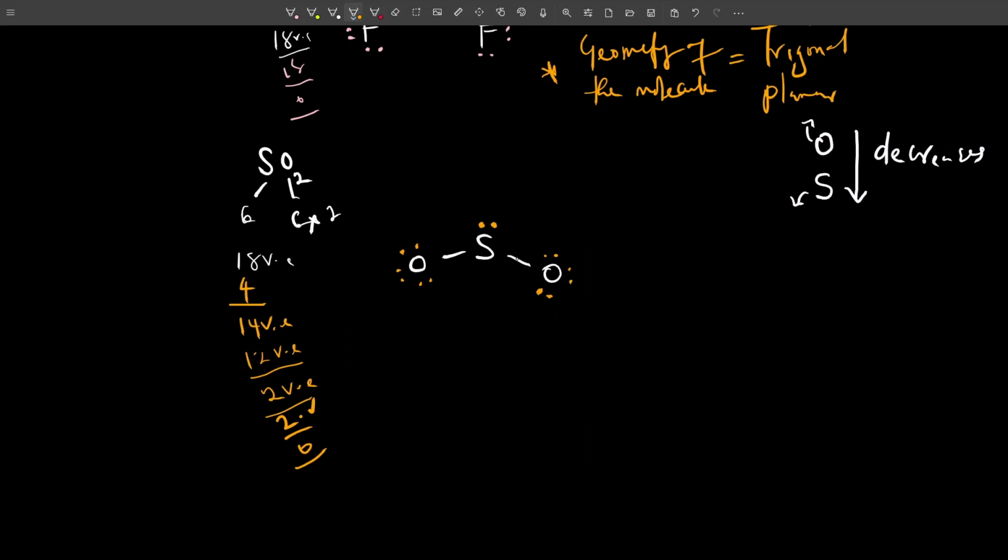1, 2, 3, 4, 5, 6. Yes, 6. It's now up to 8. So what will sulfur do? Again, as I explained in the previous examples, sulfur here will pick up one of the lone pairs of oxygen to form an extra bond.